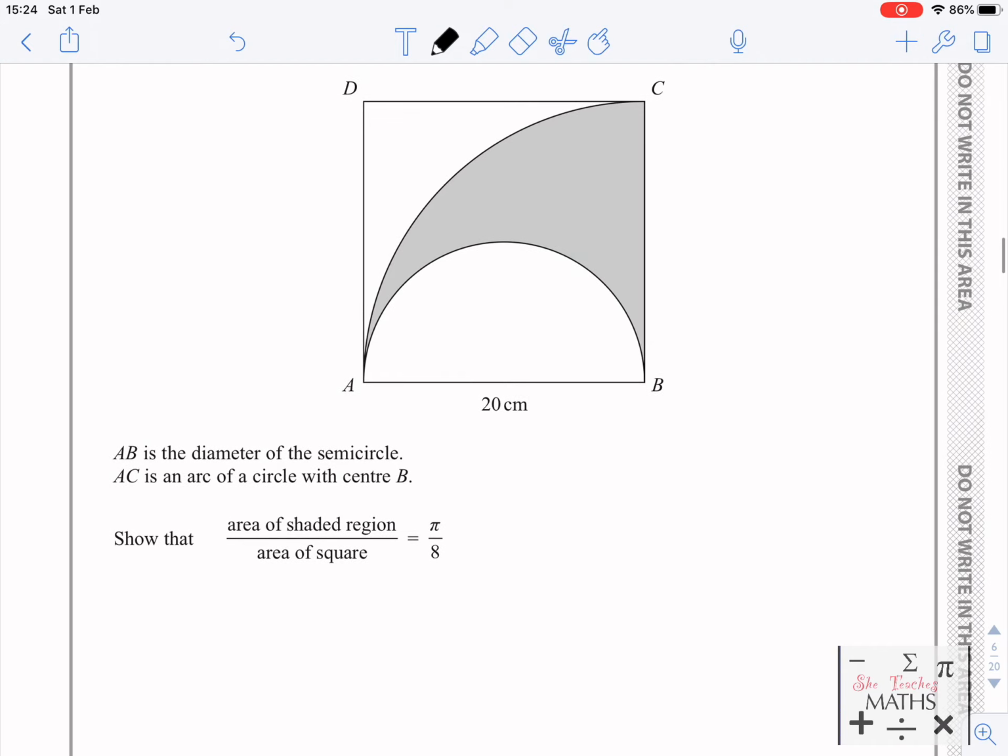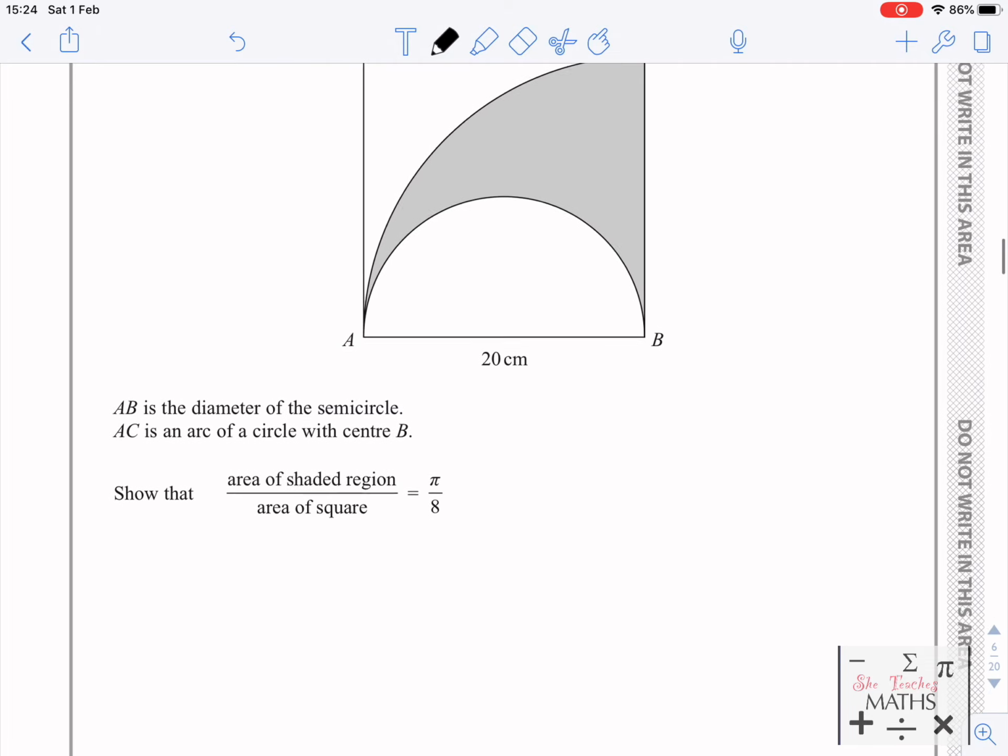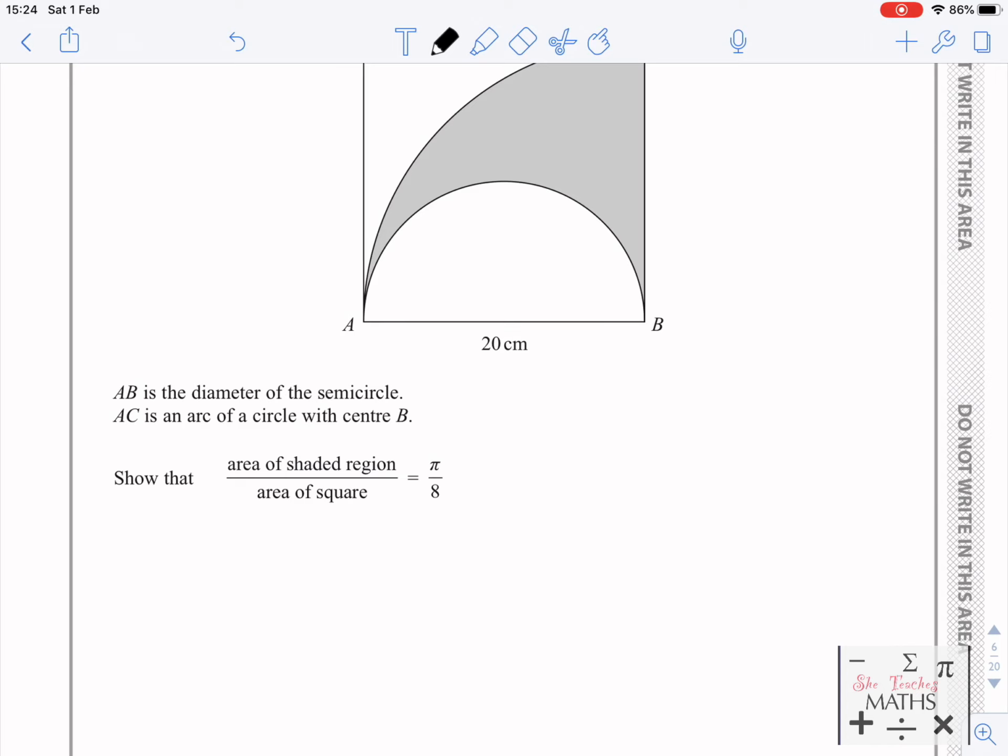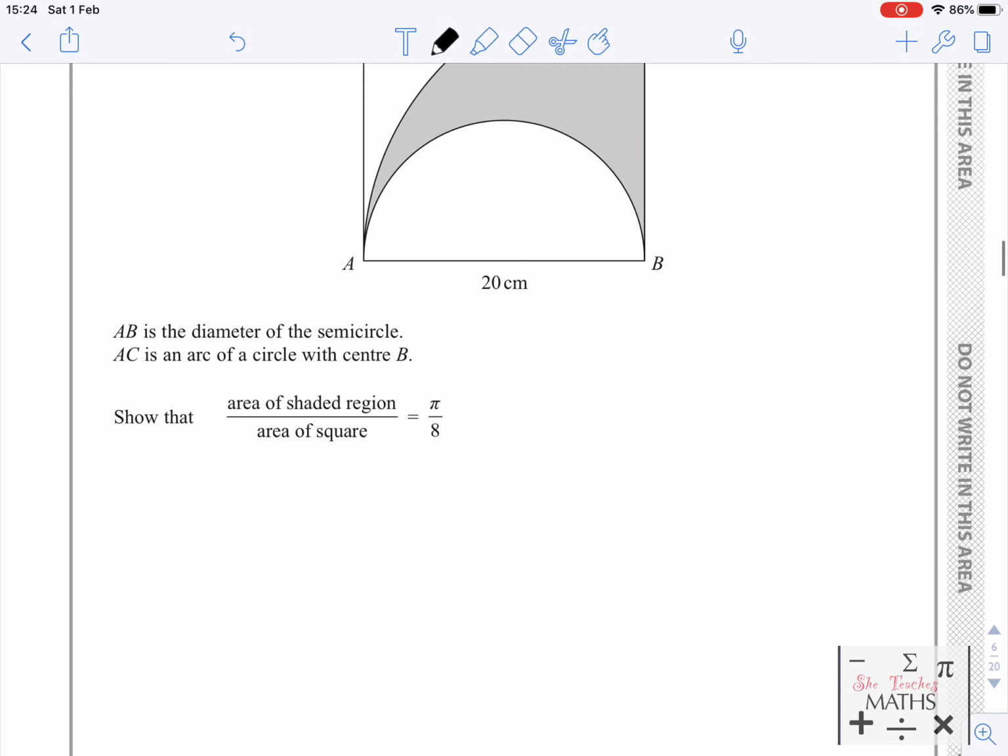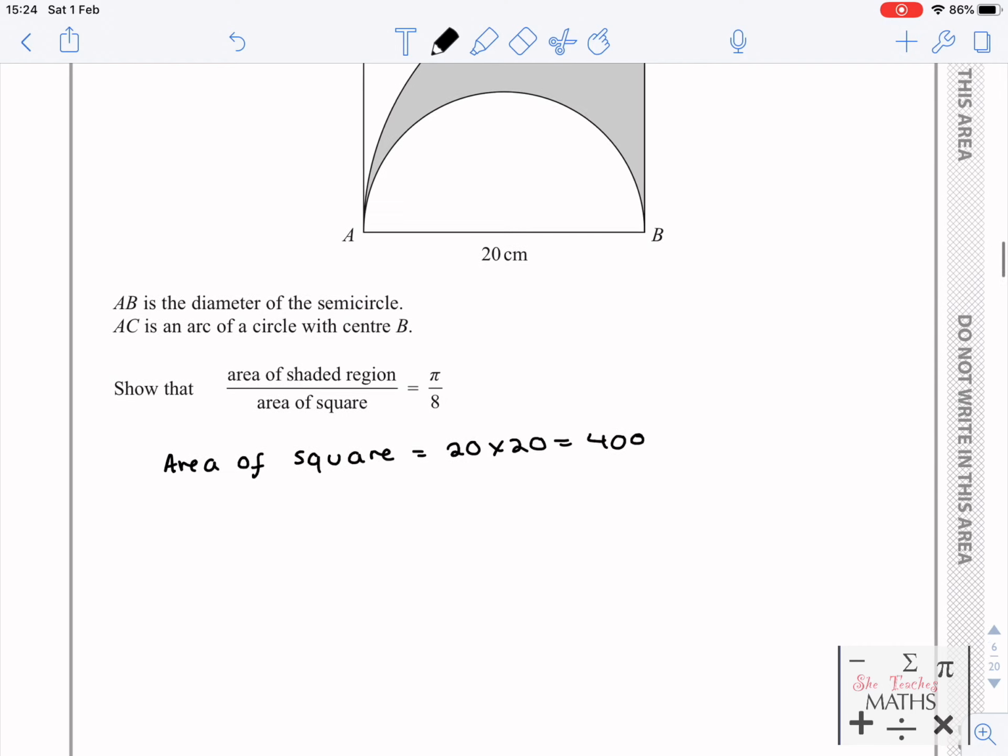So what I would do is start with the easiest one, which is finding the area of the square. To find the area, it's just base times height, and we know that the base is 20 and the height is going to be the same since it's a square. So area of square is 20 times 20, which is just 400, because you do 2 times 2 and then add on 2 zeros.